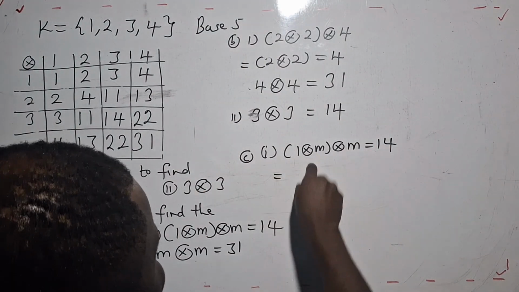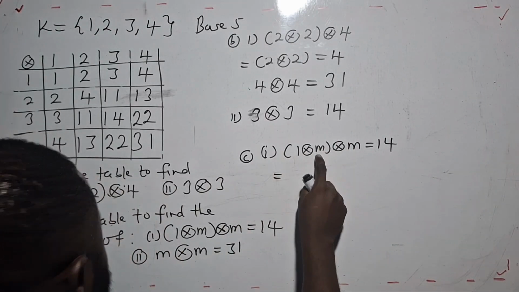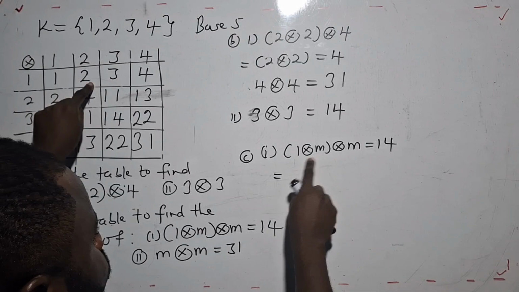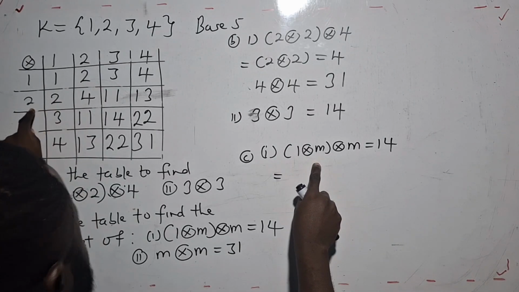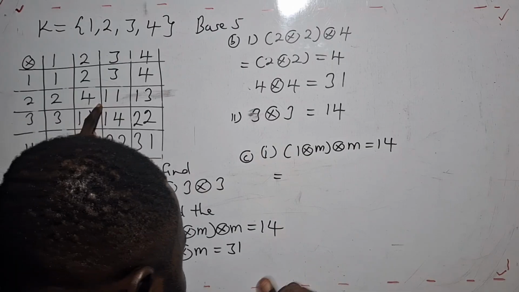So I use 1 here. 1 times 1 is 1, times 1 will not give me 14. Now let me put 2 here. 1 times 2 is 2. Now 2 times 2 is 4, which is also out.